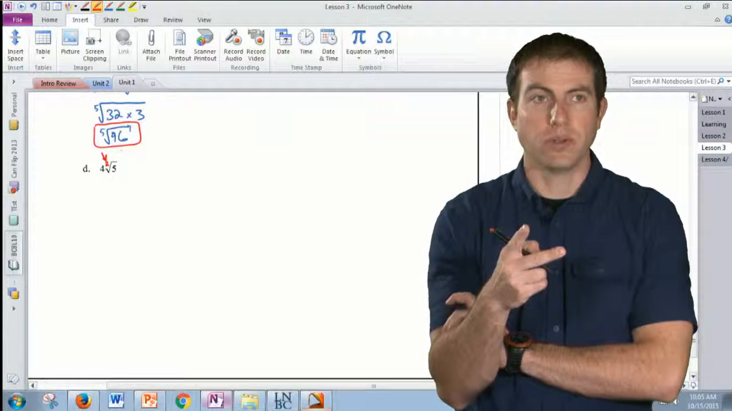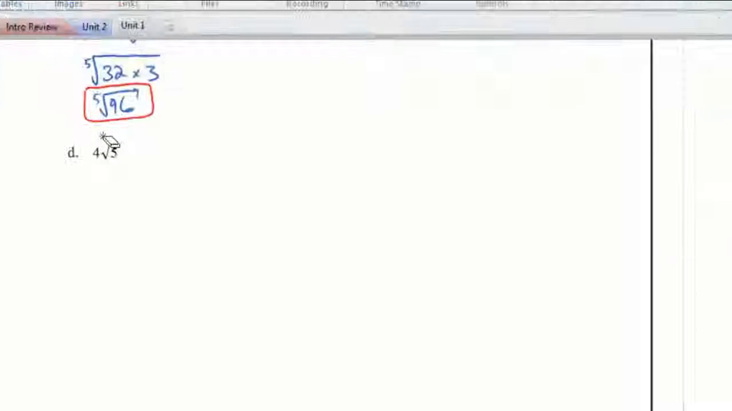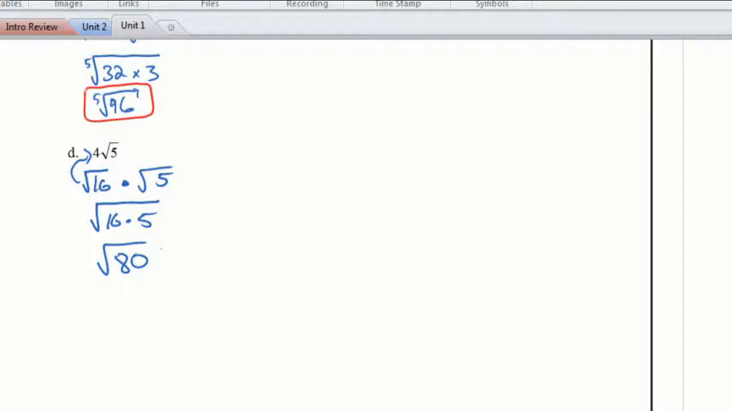Last one, square root 80. I believe it is. Let's check. So I need to figure out how to get that 4 under a radical sign. And I know 4 times 4 is going to give me 16. So I'm going to write it as square root of 16 multiplied by square root of 5. Because I know the square root of 16 would give me 4, and I just end up with 4 root 5. I'm going to take it a step further. I can put both of these things under one radical sign, and then I'm just going to do the multiplication. And I end up with 80.